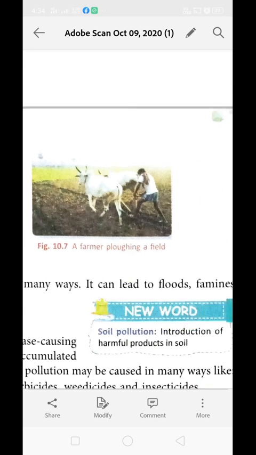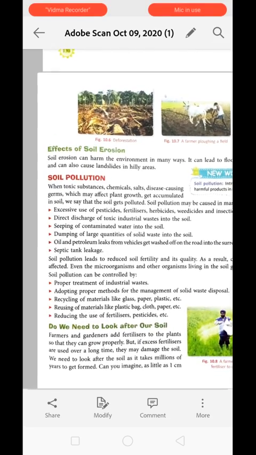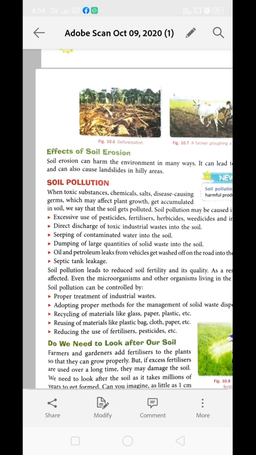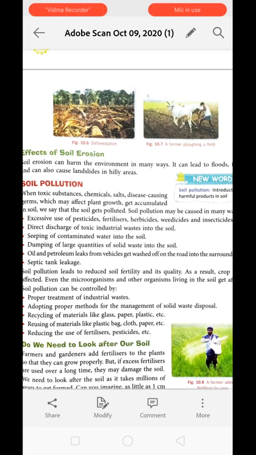Understood? Now, the effects of soil erosion. Soil erosion can harm the environment in many ways. It can lead to flood and famine and can also cause landslides in hilly areas. Due to soil erosion, the soil loses its fertile layer, which affects the growth of plants as well. If the plants are not there, then the roots will not be present. If roots are not present, then the percolation rate of the soil will slow down, which causes floods, famine and landslides in hilly areas.